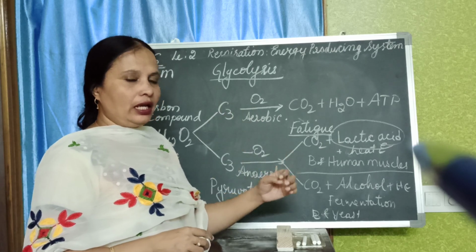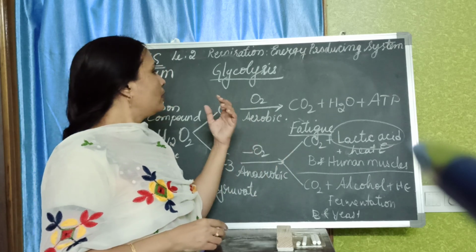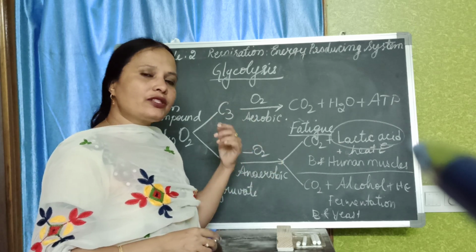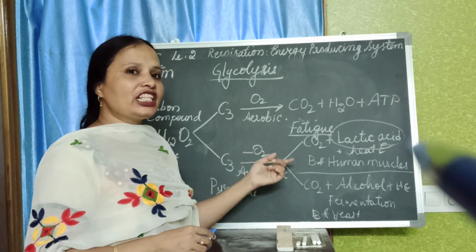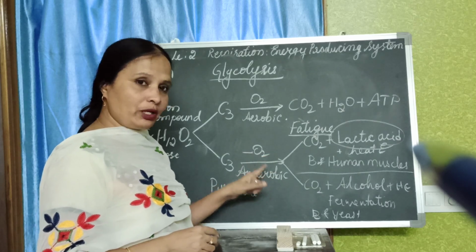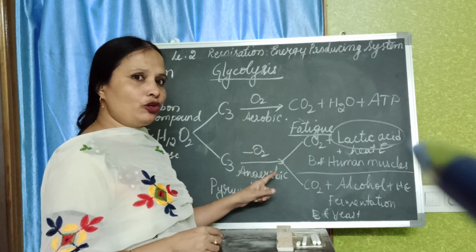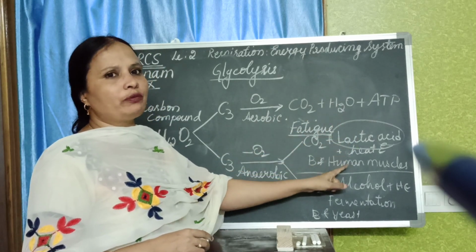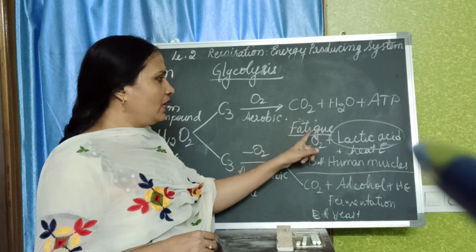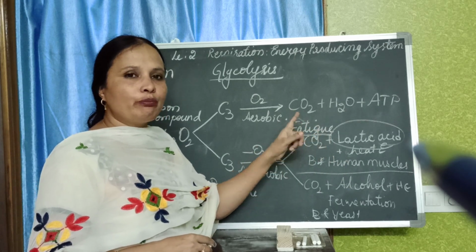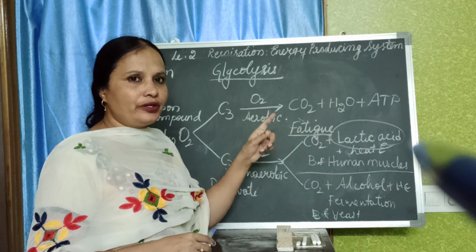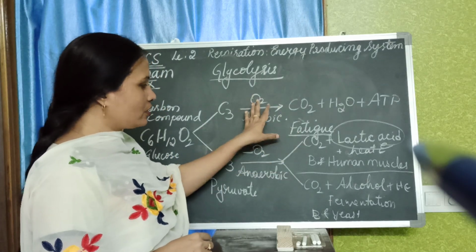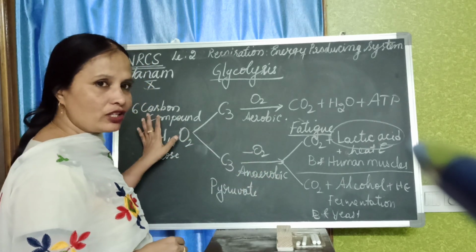Human muscles, in the absence of oxygen, when extra energy is needed, respire anaerobically. When they respire anaerobically, lactic acid is produced and accumulates in the human muscles, which causes fatigue. Fatigue is nothing but muscular pain after strenuous exercise. So that is about aerobic respiration, anaerobic respiration, glycolysis.